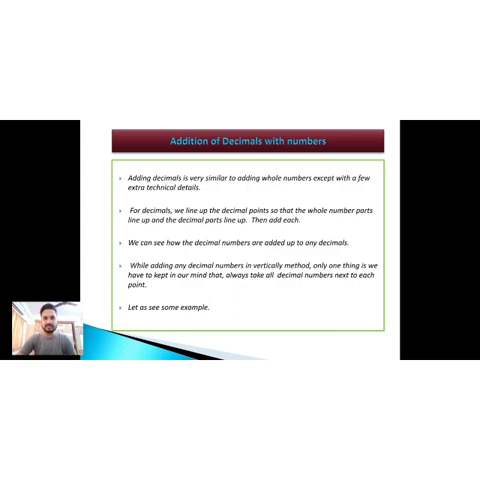While adding any decimal number, we first of all have to look that all the numbers are in vertical form. We have to write all numbers in the vertical form. This is called the vertical method. Only one thing we have to keep in our mind: always take all decimal numbers next to each other, point to point. Let us see some examples.